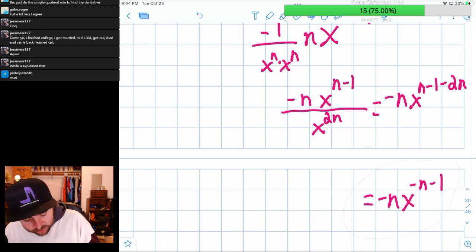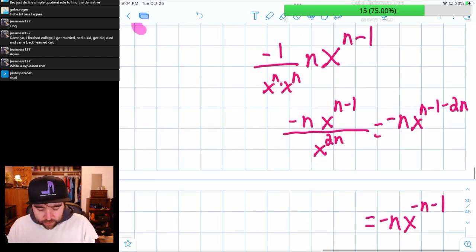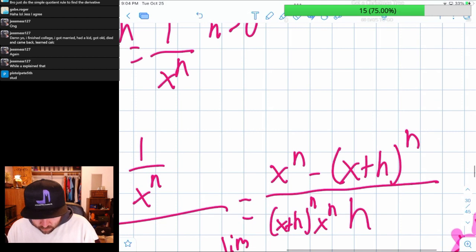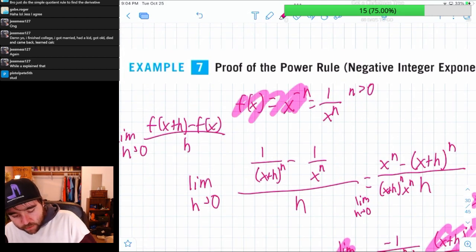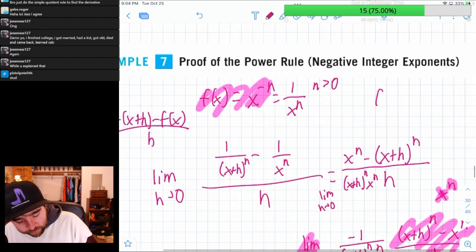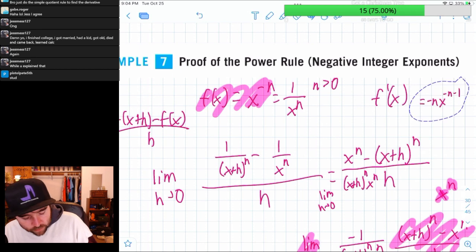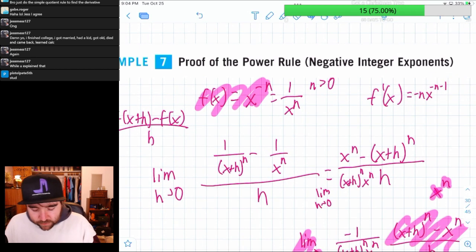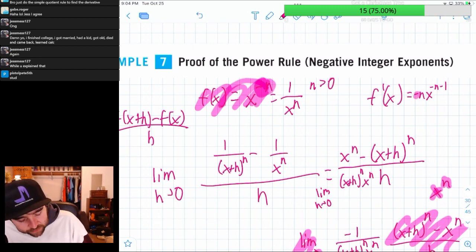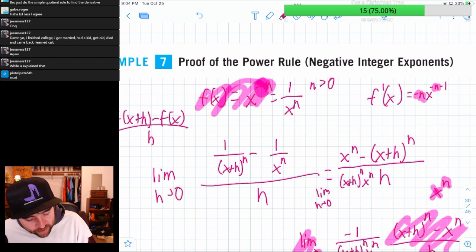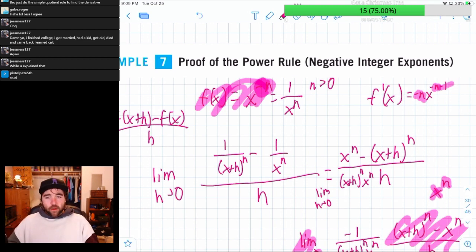So what did we just show? We just showed that when we try to take the derivative of this function right here, we get that f prime of x is equal to that. And see what that is. That's just like it is for the positive numbers. That negative n comes to the front, and then we have negative n minus 1. That's cool. I've never done that before.